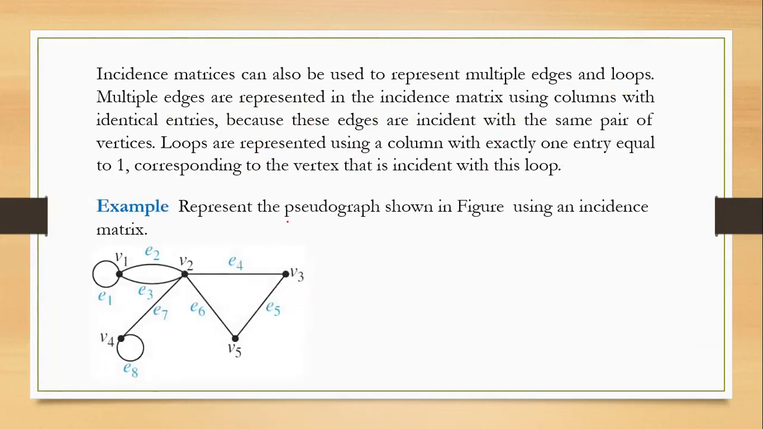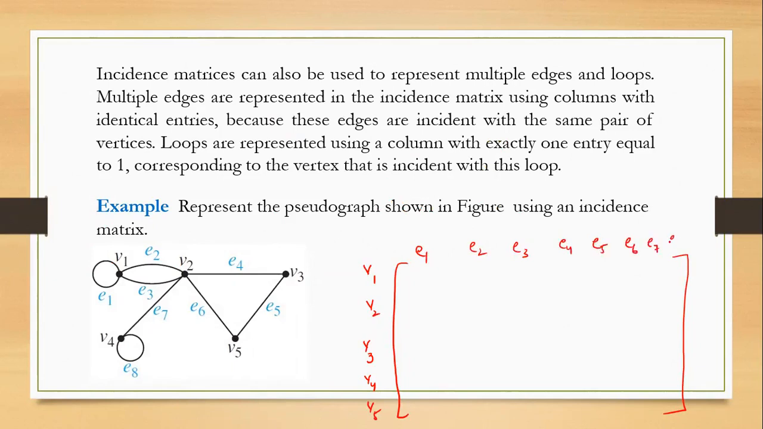Represent the pseudograph shown in the figure using an incidence matrix. Why are we calling this a pseudograph? Let's recall, because it has multiple edges and loops. Now we have to take the vertices as rows: V1, V2, V3, V4 and V5, and your edges will be the columns. We have around 8 edges, so we have to write all of them: E1, E2, E3, E4, E5, E6, E7 and E8.